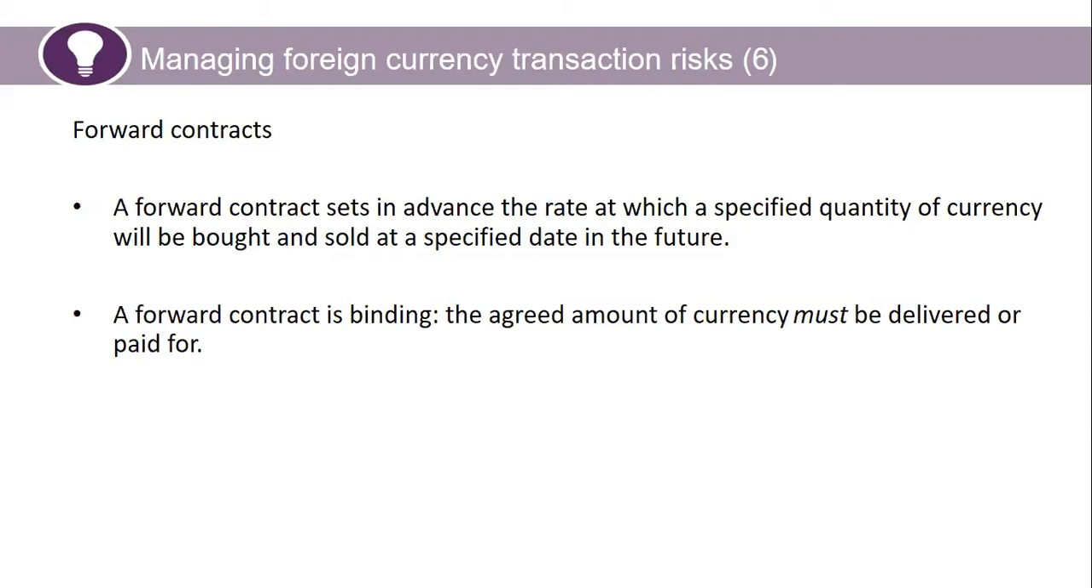Forward contract, we already discussed. A forward contract sets in advance the rate at which a specified quantity of currency will be bought and sold at a specified date in future. We know that we buy currencies in future, like $1 million after 30 days, $1 million after 60 days. And a forward contract is binding. I told you before that futures are not binding. Forwards must be executed. They must be delivered or paid. Currency must be delivered. You don't get the difference, you get actual currency.